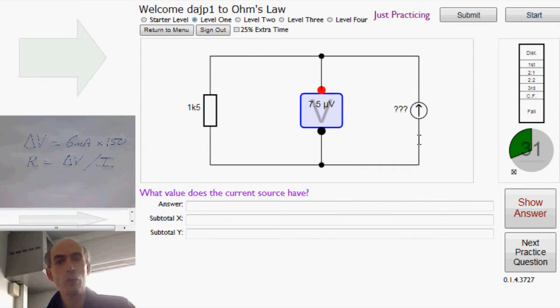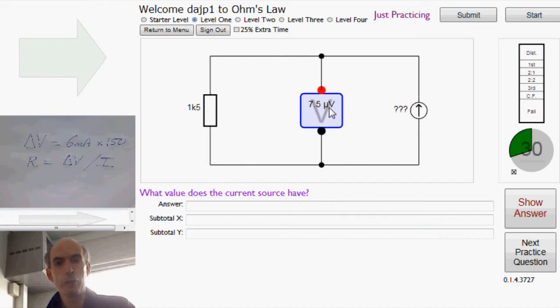In this case, we don't know how much current that is, but we do know that it will be a constant amount of current flowing. This is a voltmeter. It's got a big V in it, so that is measuring the voltage, and it measures the potential difference between its red terminal and its black terminal. So it's actually measuring the voltage at the red terminal minus the voltage at the black terminal, and in this case that voltage is 7.5 microvolts.